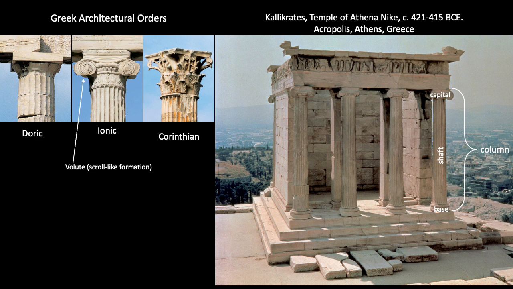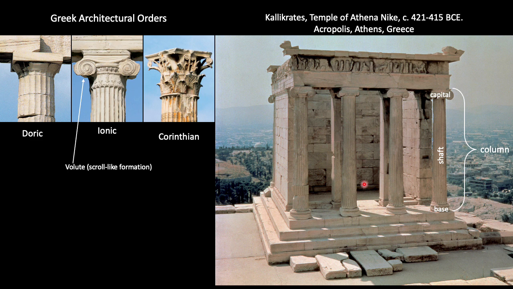There are three different column styles which help us to identify the three different architectural orders of ancient Greece. We have Doric columns, which have a sort of plain, round capital and no base. Ionic columns, these have sort of a scrolling formation called a volute on their capital, and they do tend to have a base. And then Corinthian columns are the most decorative, and they have a leafy capital which is modeled after the acanthus plant, and they tend to have a base as well.